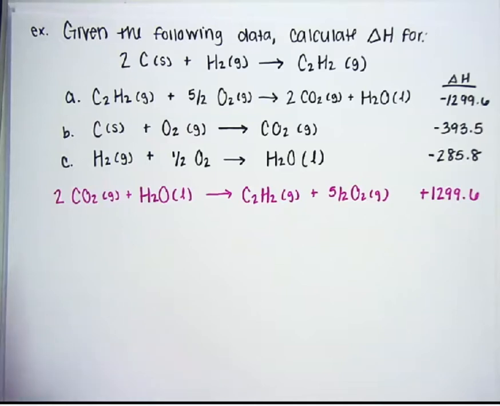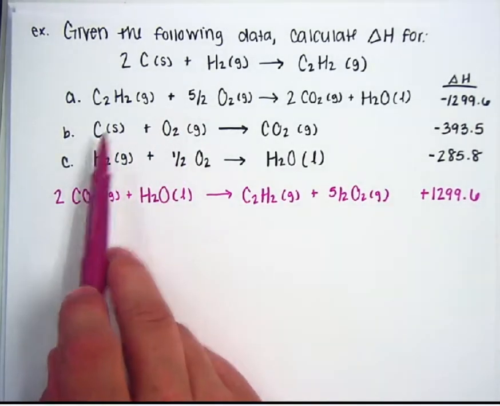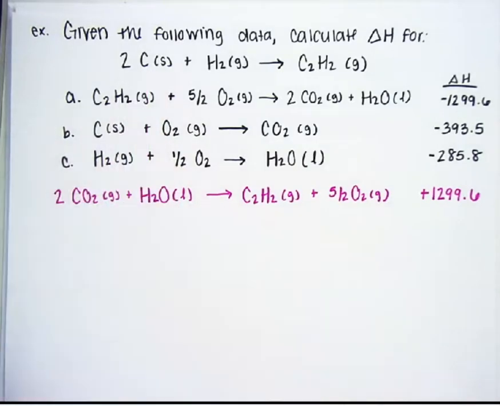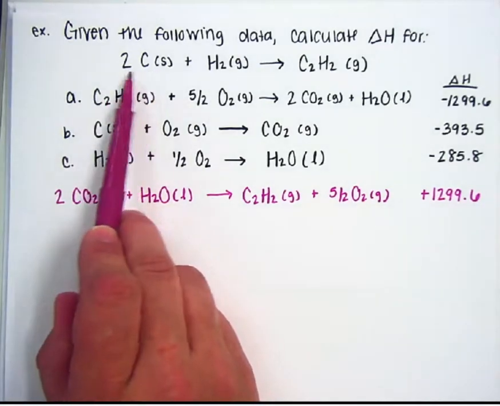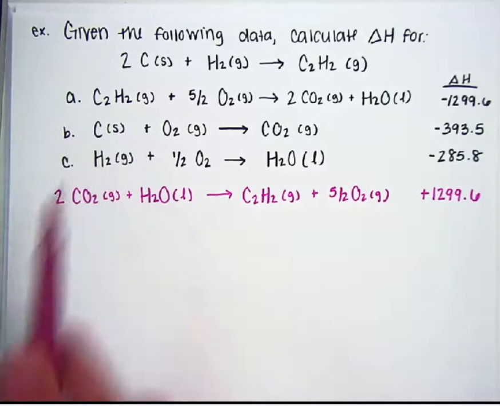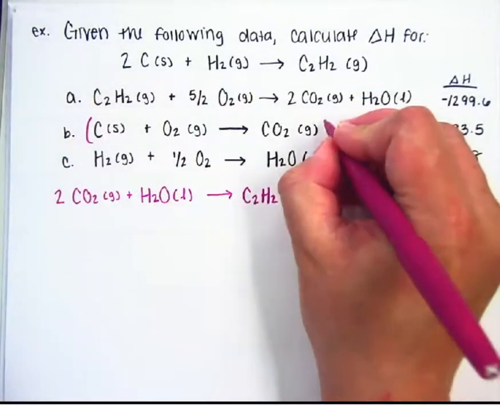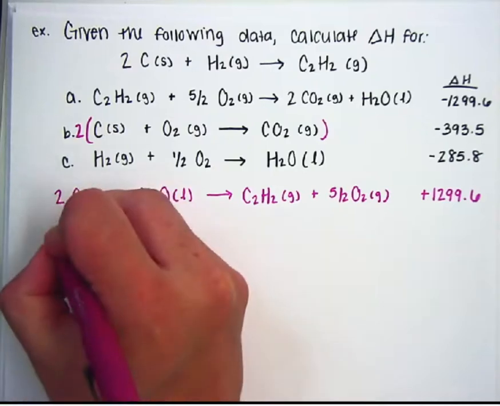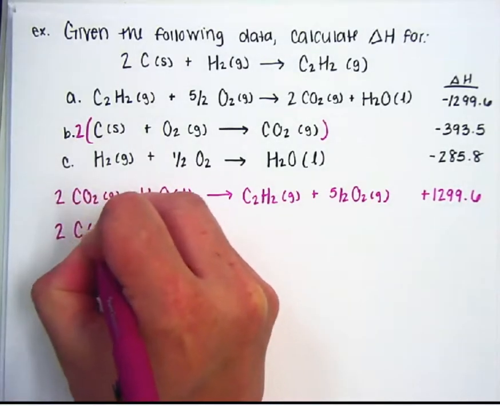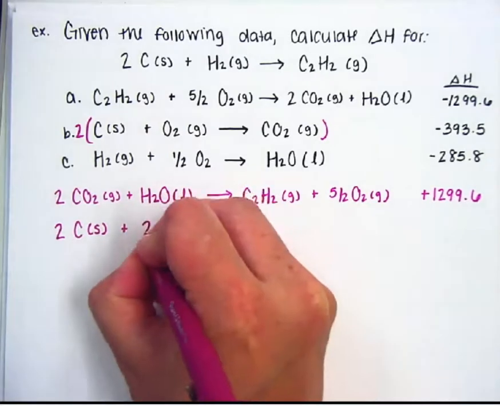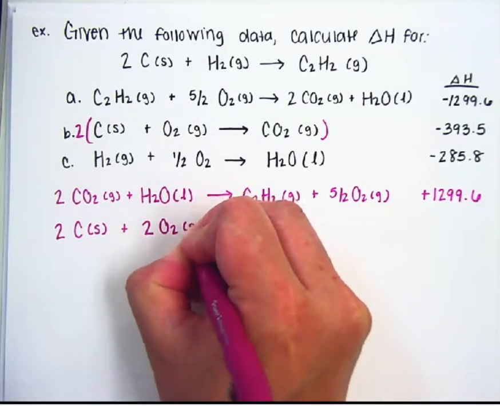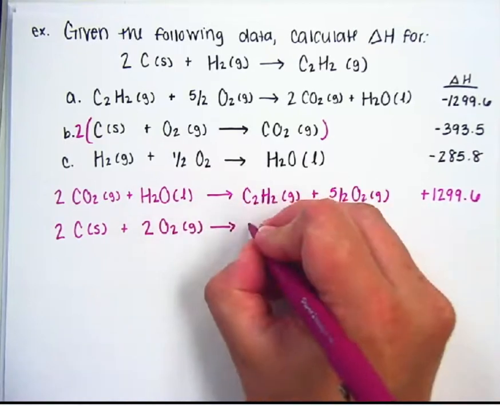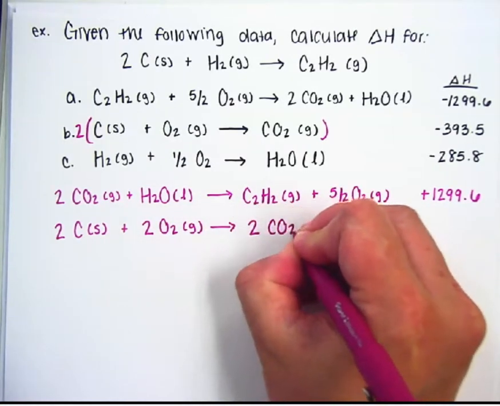All right, reaction B. I see carbon on the reactant side. Carbon is on the reactant side. That's good. But notice I need 2 moles of carbon and I only have 1 mole of carbon. So what we can do is multiply every single reactant and product by 2. That would give me 2 moles of carbon plus 2 moles of oxygen, producing 2 moles of carbon dioxide gas.